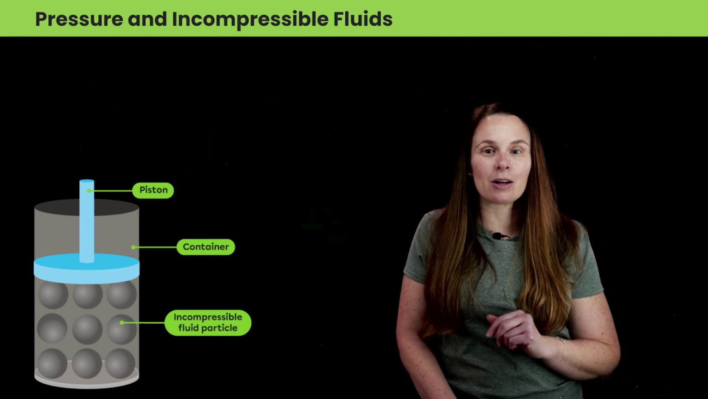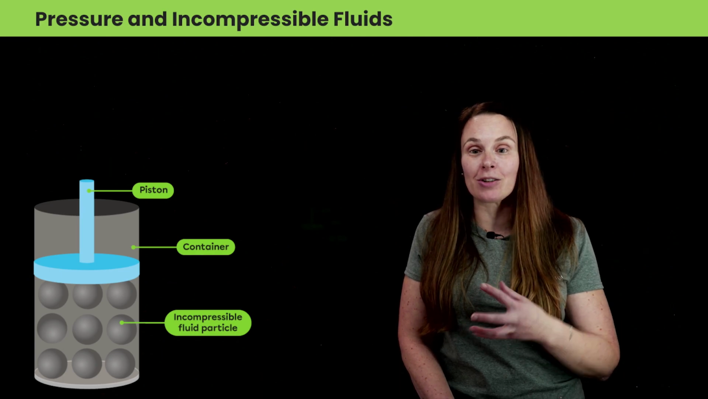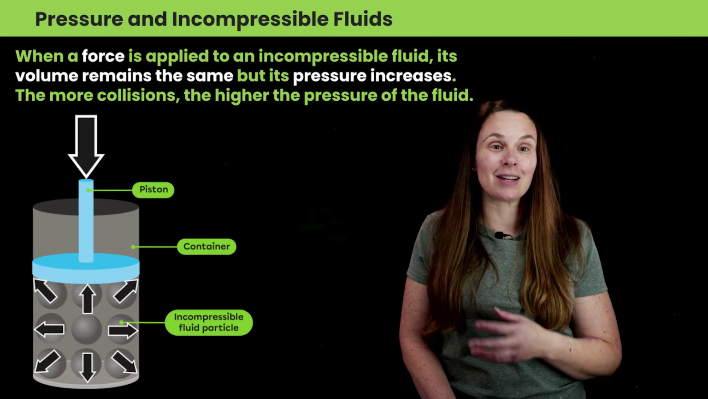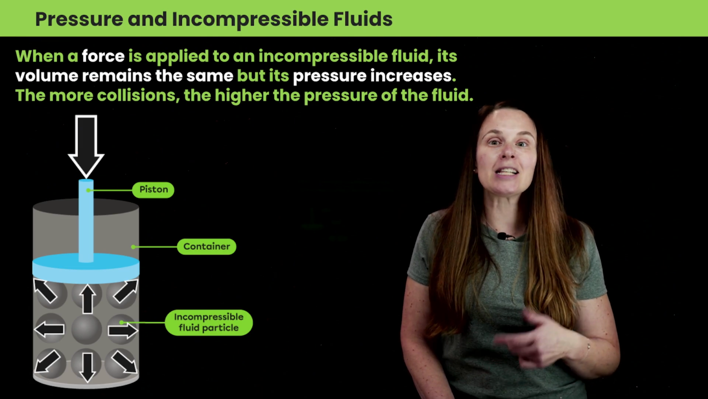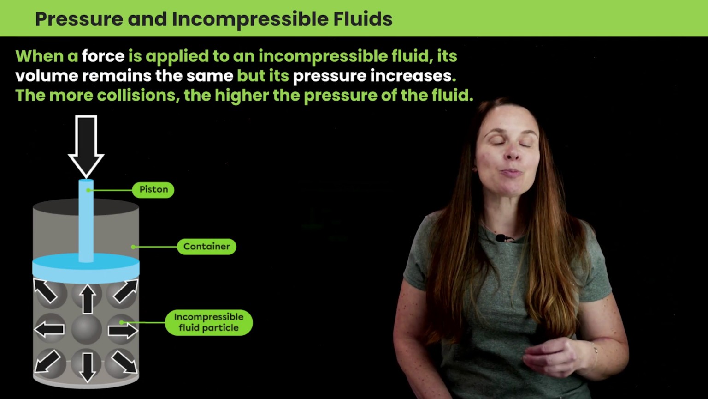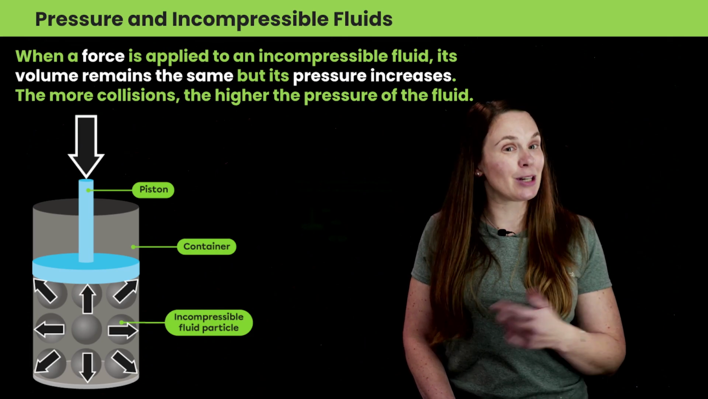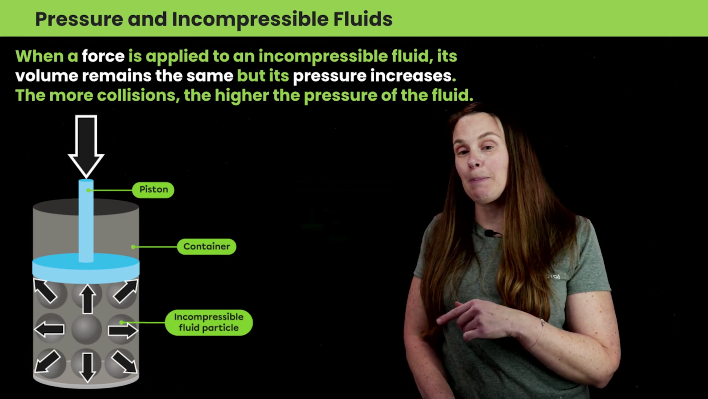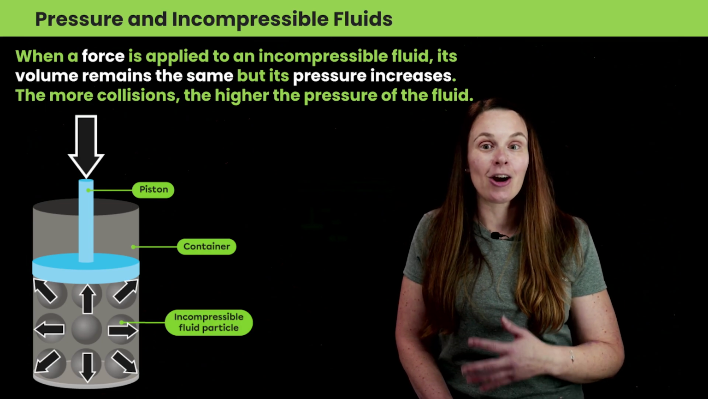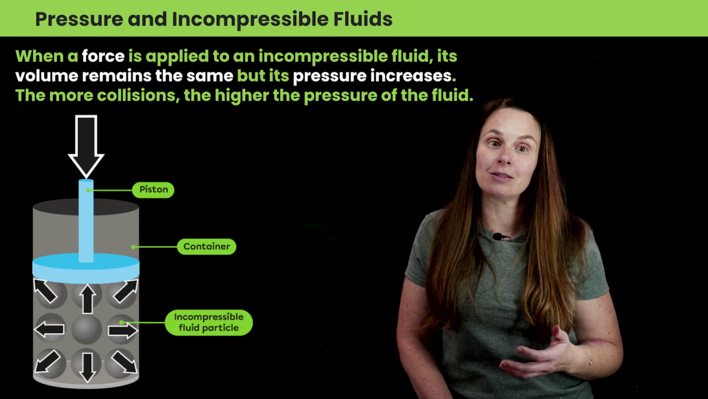When we apply pressure, those particles are now bouncing off of that piston as well. So when a force is applied to an incompressible fluid, its volume remains the same, but its pressure increases. The more collisions, the higher the pressure of the fluid, like we discussed in part 1. The same is true in incompressible fluids. Those particles inside that container now have an extra surface to bounce off of, so more collisions.